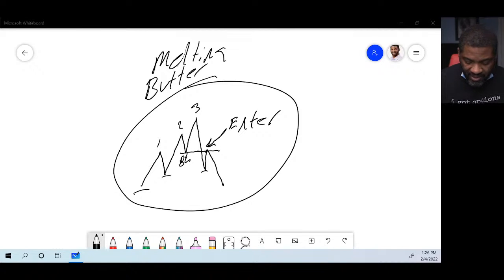All right, and then the other setup. The other setup is just like the melting butter. Matter of fact, it's just like this, and I took both of them off of this same leg right here. The difference between the melting butter and the other setup that I don't have a name for is this: once you break this most recent low right here, what you're looking for is for the candle that broke this most recent low to make, all right, let me draw it over here again.